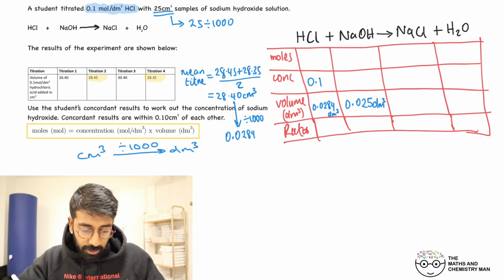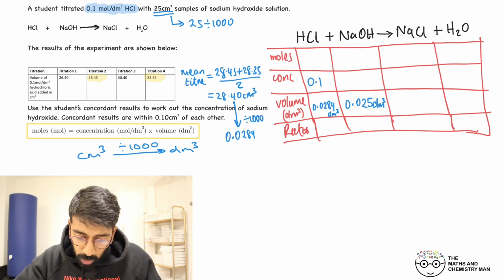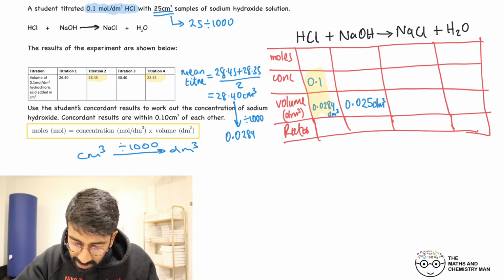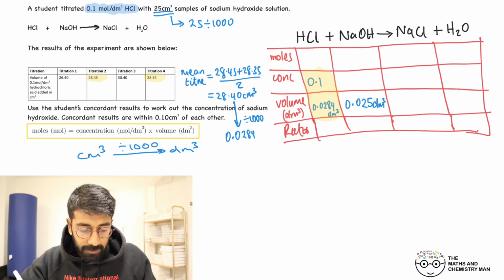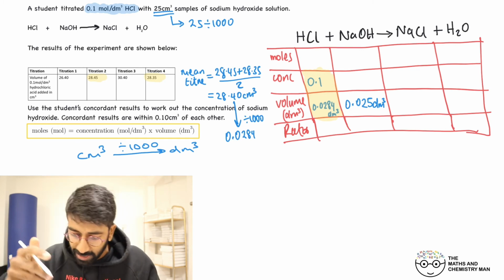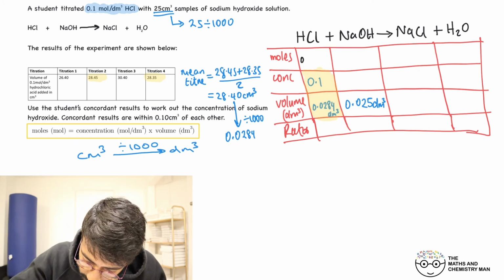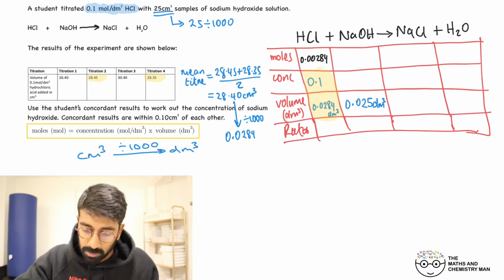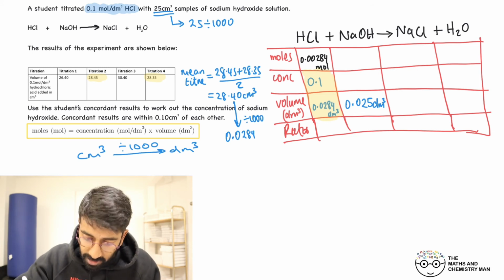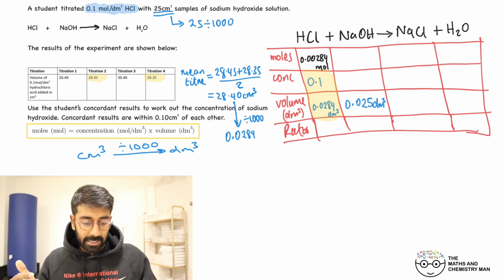Okay? So if you look for your table, well, we've got that information for HCl over there. Bam. So all we need to do is just multiply those together. So get the calculator, start punching that in. That's going to come out as 0.00284 moles, okay? MOL. Done.